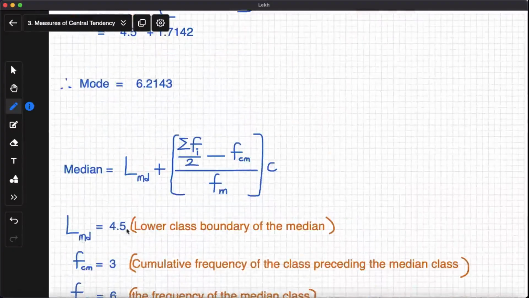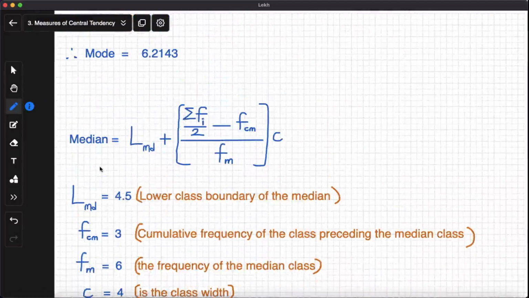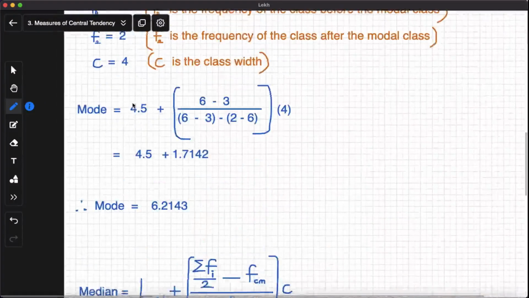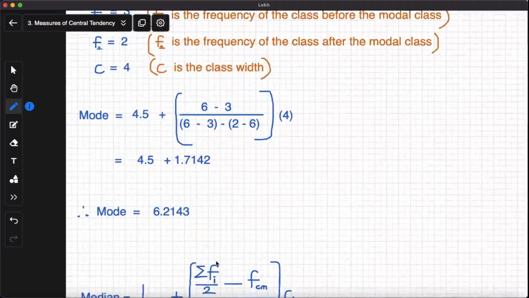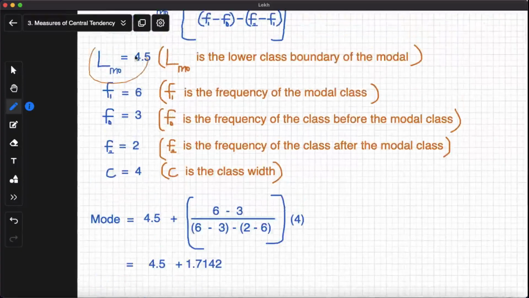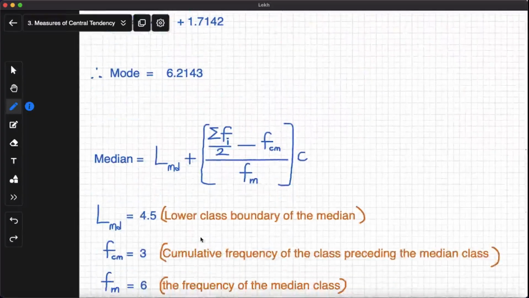In this case, the lower class boundary of the median class is the same as the lower class boundary of the modal class. But in some cases, they may not be the same. So they are 4.5 here. What I'm saying is this is equal to this here, but it's not going to be so in every case. So please take note of that.